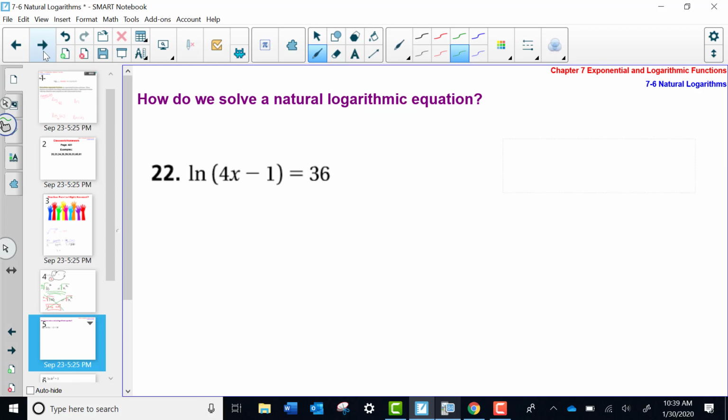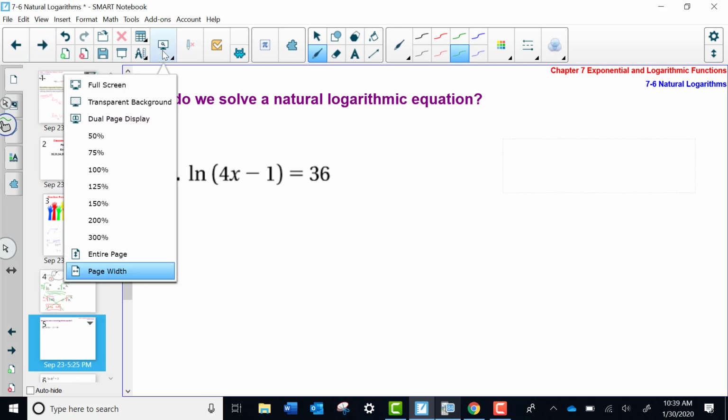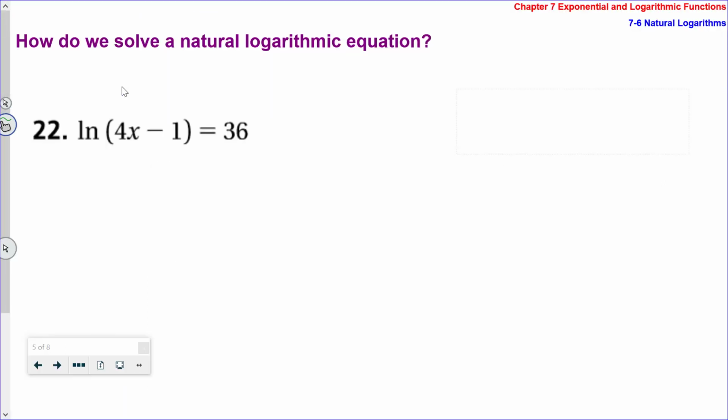Solving natural logarithmic equations. Everything we're going to do today is what we did yesterday. I'm not going to tell you anything you do not already know. Having said that, I don't want to do too much talking today because you know everything. The only thing new is that yesterday we dealt with logarithmic equations.